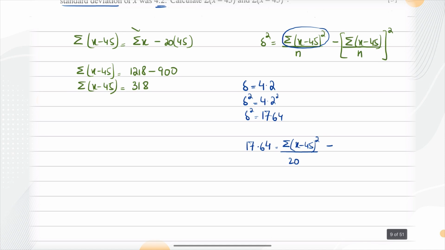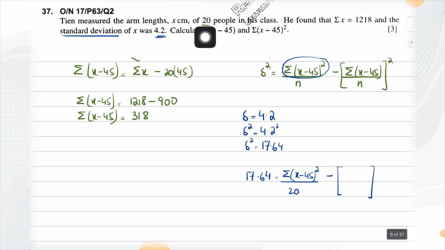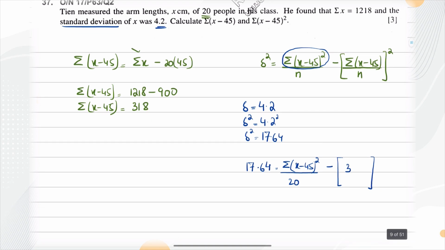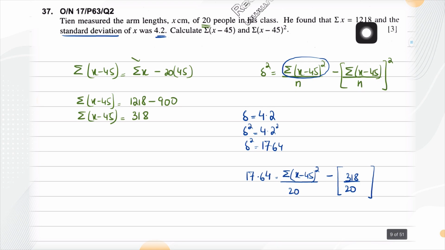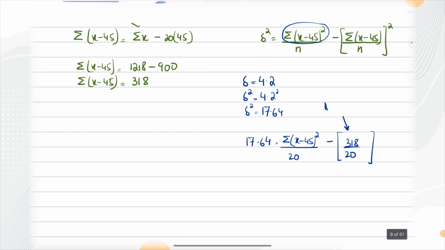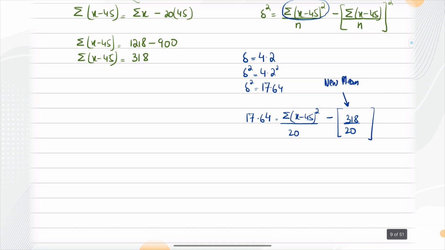Now, as we saw earlier, there are two ways that you can work this out. Since we have summation x minus 45 and we know the value of n, that's what I'm going to go with. So I'm going to go with 318 divided by 20. Another way could have been that you first work out the actual mean, that is 1218 divided by 20, the old mean, with the original values. And since 45 is subtracted from all the values of x, your new mean would then be the old mean minus 45. So you can see here that this is the new mean. You can work out the new mean very easily by using the old mean or by using the new summation and the number of terms. And don't forget to square it.